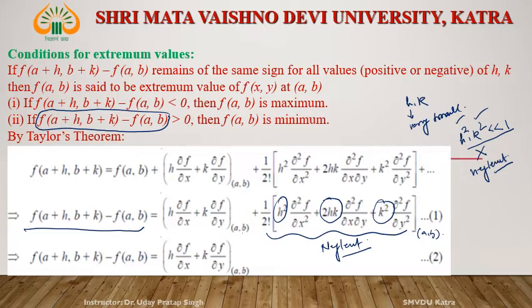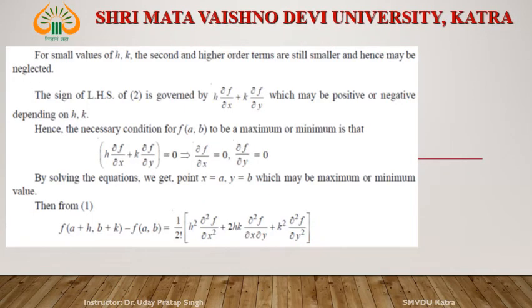h ∂f/∂x plus k ∂f/∂y at (a,b). It means the sign depends on this term. Now see. For a small value of h and k, the second and higher order terms are still smaller. Hence these terms are neglected, which we already explained. Now see.